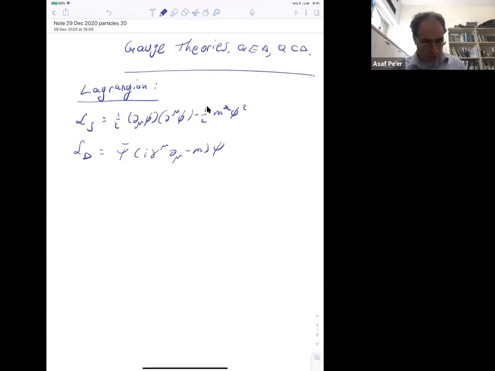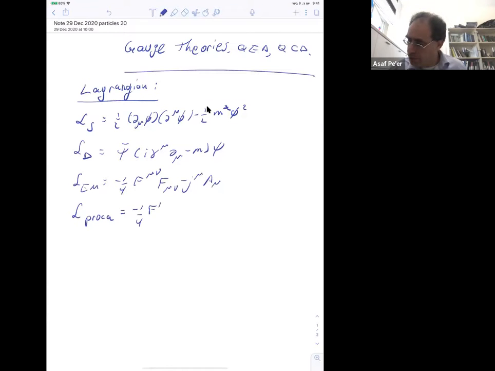And then we had the Lagrangians for the relativistic vector field. So massless, this is the photon, L EM was minus 1/4 F mu nu squared minus j mu A mu. And finally, we had the Lagrangian for the Proca field, so for the massive spin 1 particle, minus 1/4 F mu nu squared plus 1/2 m squared A mu squared.